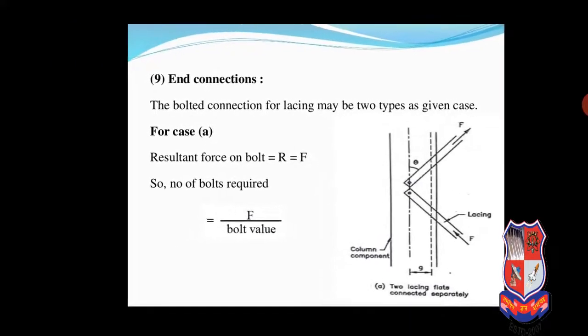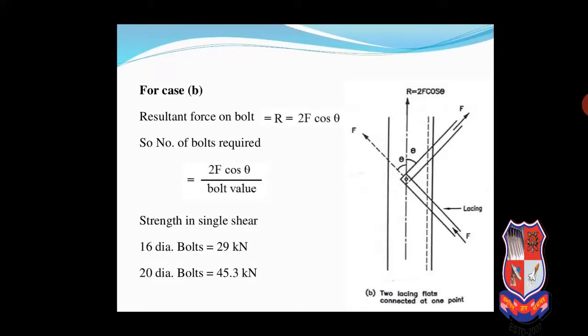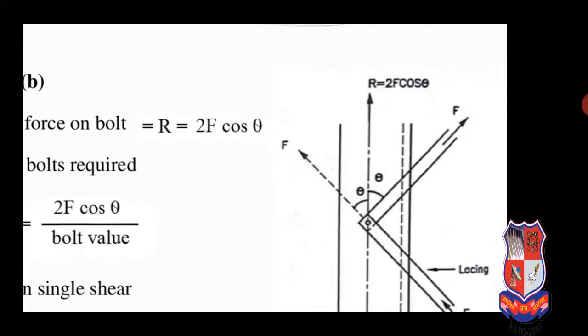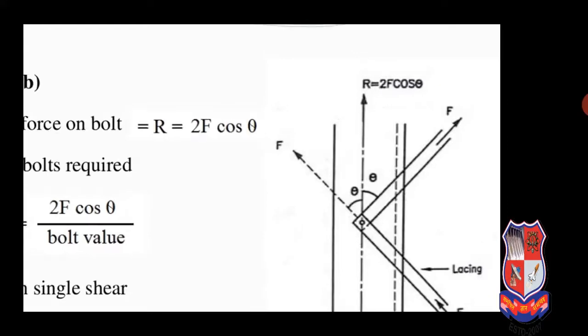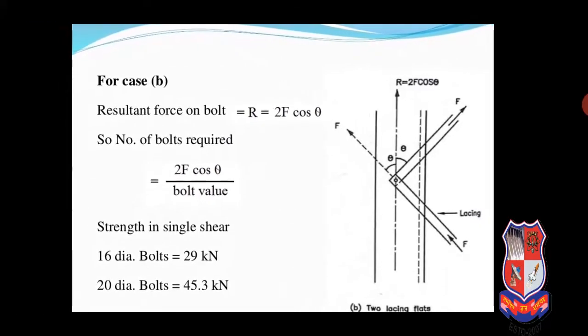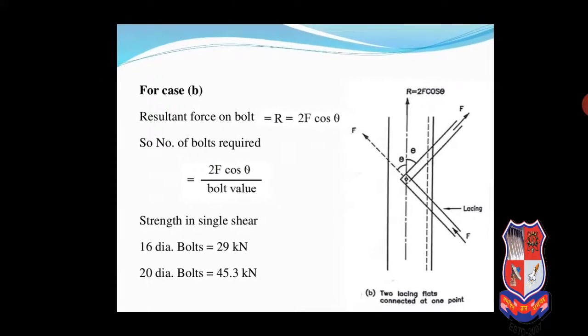Next, case B. Resultant force of bolt R is equal to 2F cos theta. Now what should be the case B? You can see the figure. We can overlap two lacing plates at the same point through bolting. At that time, your resultant should be 2F cos theta. So R is equal to 2F cos theta in this case.